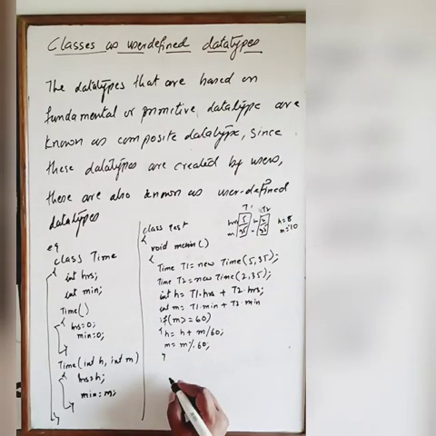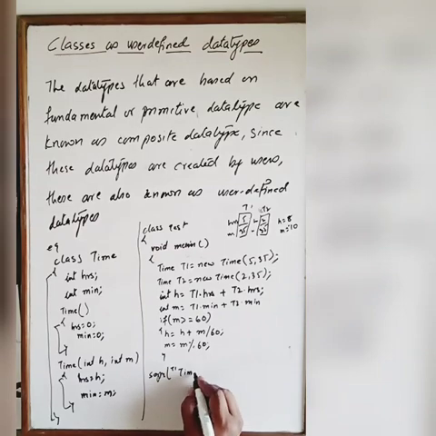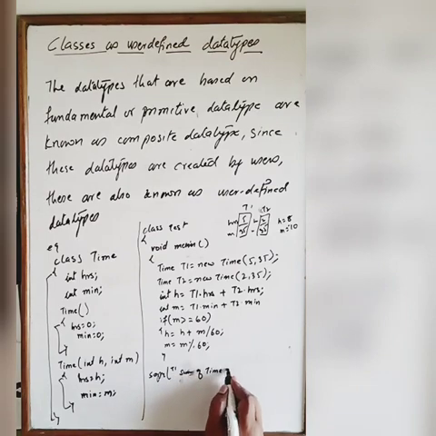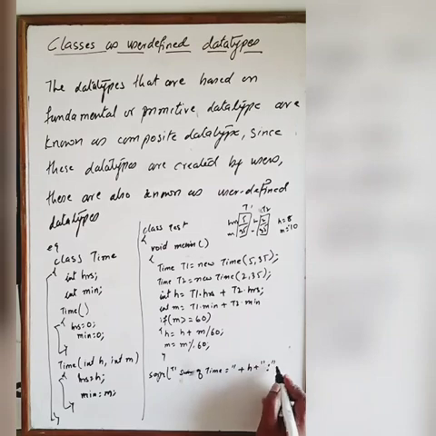Okay, now print it. System.out.println sum of time equal to h colon m.